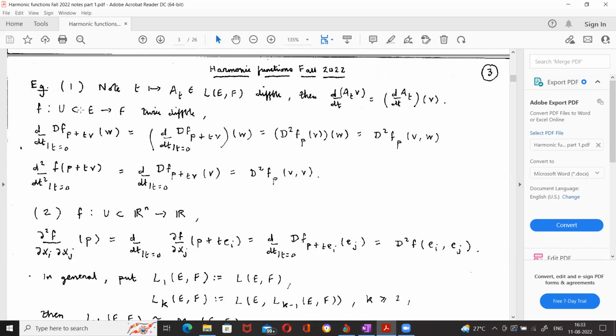And now suppose I have f, which is a twice differentiable map from E to F.